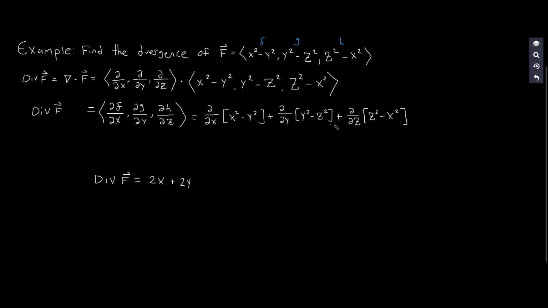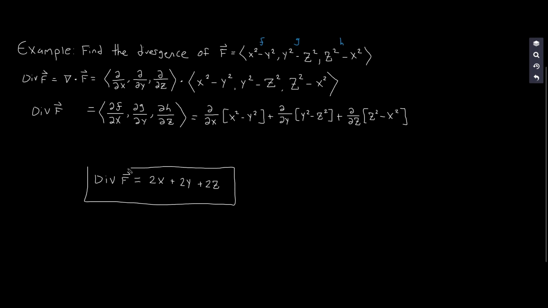We can move on to the next one, the partial derivative of z squared minus x squared with respect to z. We're going to add what we get from that. If we take the partial derivative of z squared with respect to z, that's going to be 2z. And since we're taking the derivative with respect to z, x squared gets treated like a constant. Thus, we're going to have 2z minus 0. And as it turns out, this is going to be our answer.